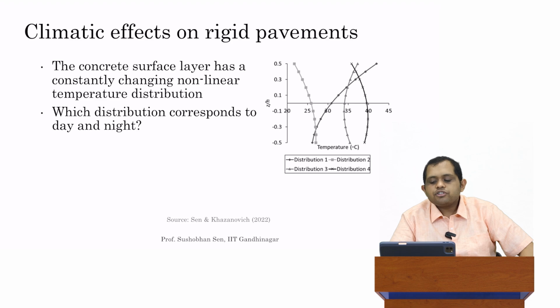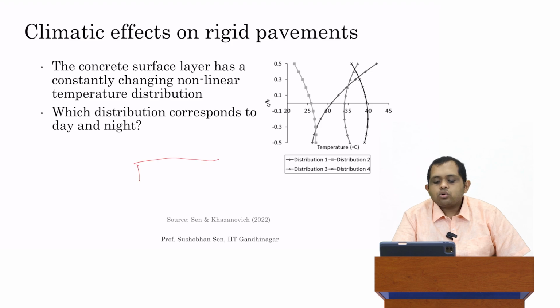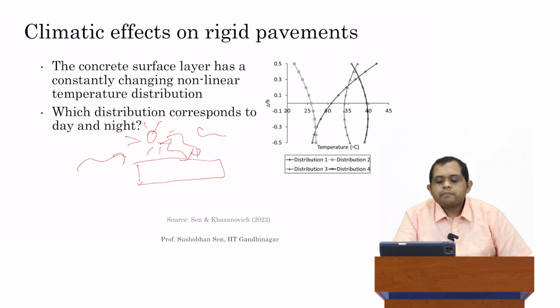Another effect of climate on rigid pavements is through temperature distribution. Now, the concrete, as we know, is kept outdoors. So what is it exposed to outdoors? Obviously, you have the sun, which is continuously beating down on the pavement. You also have some wind. You also have some clouds. All of these are going to establish some type of temperature distribution inside the slab of the concrete pavement.